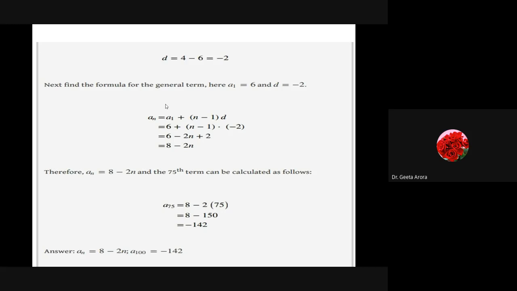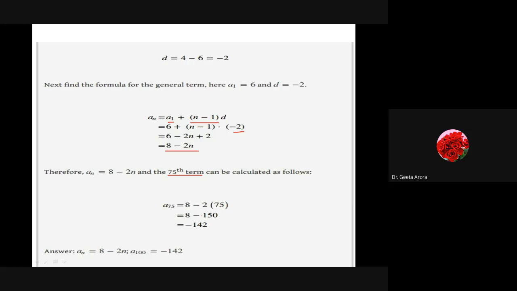He was saying that d is equal to minus 2, because the common difference we have calculated is minus 2. A1 is known to me as 6. If a1 is 6, we have the initial term, so we can write 6 plus (n minus 1) into minus 2. That gives me this expression, so this is how we can write the general term. Then we have to calculate the 75th term, so I can use 8 minus 2 into 75. So it will give me the value of minus 142.